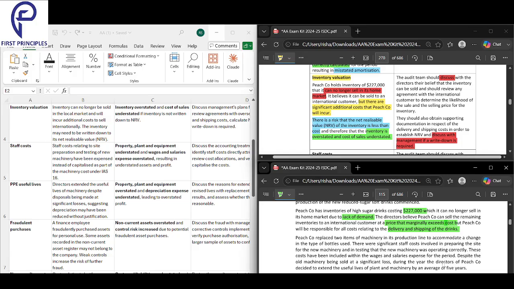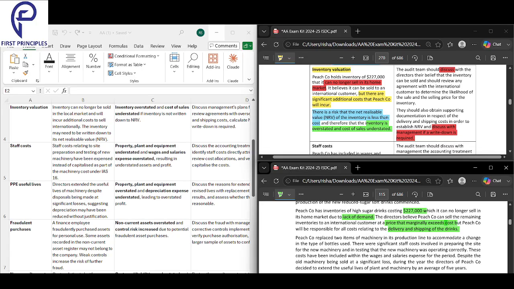Okay, so that is about this. Because they are selling internationally, in international there is so much more cost that by the time money comes into their hand, it is lesser than the cost also.